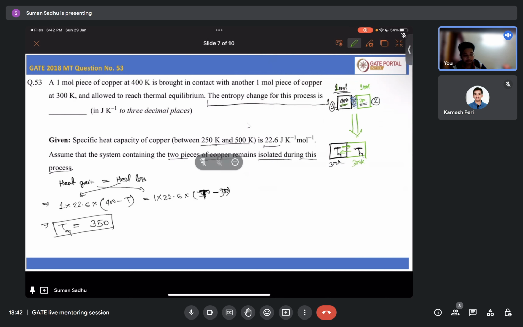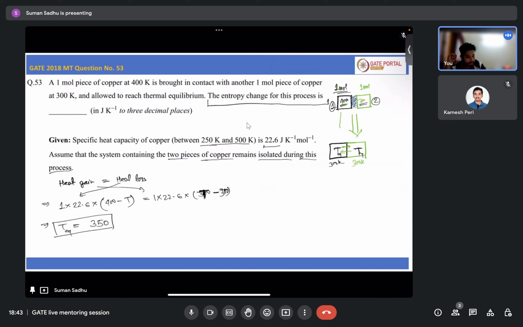Then it is asked to calculate the entropy change for this process. If you consider one block separately, this block is initially at 400 Kelvin and now it is at 350 Kelvin. And this block initially was at 300 Kelvin and now it is at 350 Kelvin.